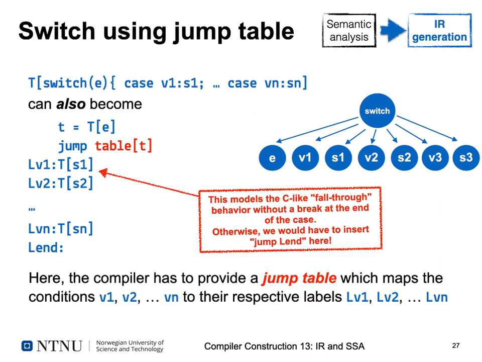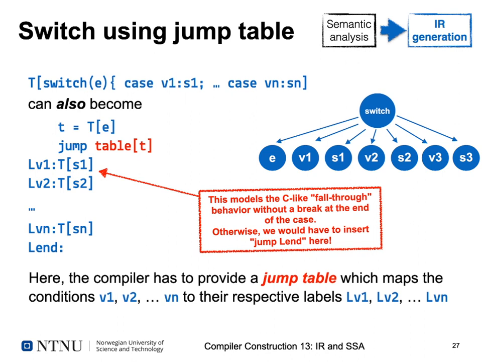Now what you see here is that we don't add a jump to end at the end of our translation sequence. And this means we model the behavior of C code. So when you have a switch statement in C and you have a case, then you automatically fall through to the next case unless you write a break statement at the end of this specific case. So when you translate it like this, you actually get a translation of the C behavior. And if you don't want this, you would need to add the jump to end after the translation of each of the statement blocks for each of our cases.